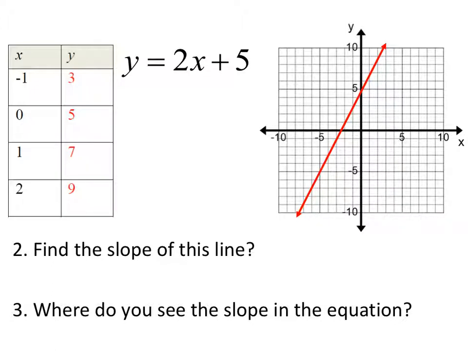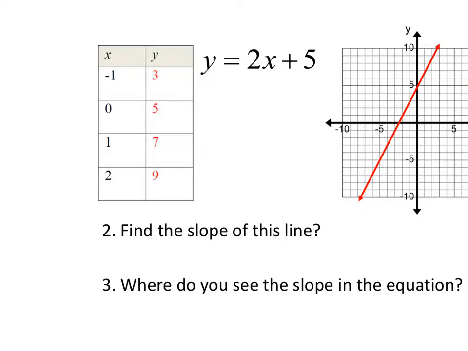We could use the graph if we wanted to, but I think it's going to be easier if we use the table on this one. So from the table, we just need to choose 2 points like we've done before, and then figure out what the rise and the run is. Just remember, the y values indicate the rise, and the x values indicate the run. And the slope will be rise over run.